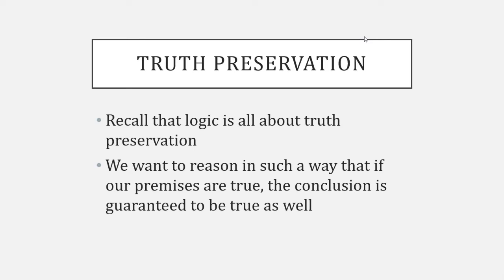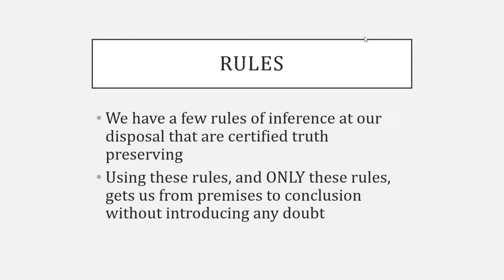Truth preservation is the name of the game. Truth preservation is what we're all about in derivations. We want to reason in such a way that if the premises we get are true, then the conclusion is guaranteed to be true as well. So we preserve the truth coming into the argument through to the conclusion. The main tool that we're going to use to do this are our rules. We've got a bunch of rules of inference that are certified truth-preserving rules. If you give these rules true inputs, they will give you true outputs, and we can guarantee that that's the case. Our derivations are going to use these rules and only these rules to get us from premise to conclusion. And if you can do that, then what you've shown is, if those premises are true, the conclusion must be true as well.